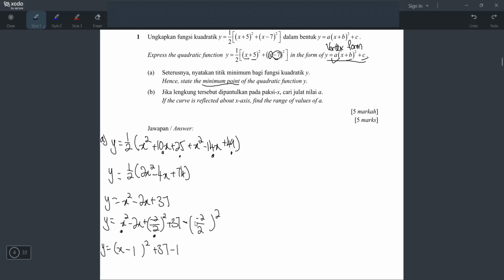But there's still another minus outside, right? That's why you have to write minus here. So now you end up with (x - 1)² + 37 - 1, which is +36. All right. So there you have it. This is what we call the vertex form.